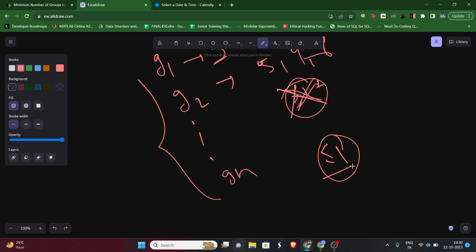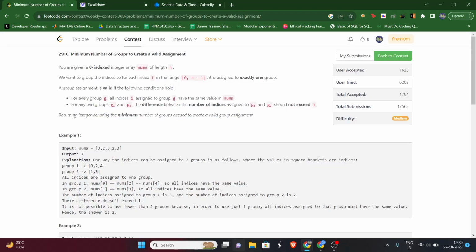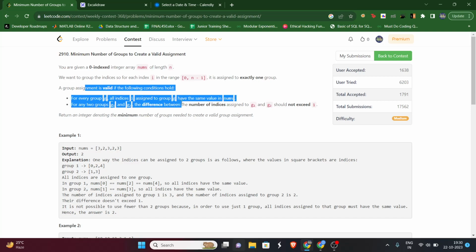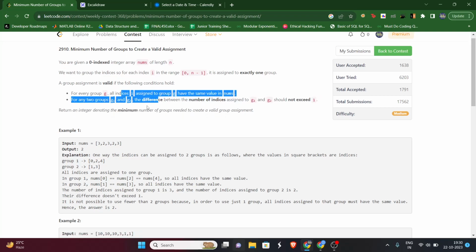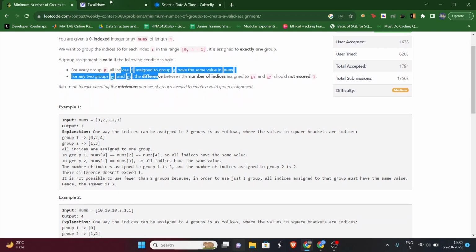So for any Gi and Gj, the difference of their sizes, here I am representing the sizes, should not be greater than 1. Now, what it is asking is to return the minimum number of groups needed to create a valid group assignment. So these were the conditions for the group assignment to be valid, and we have to partition the group such that these two rules are followed. Cool, no issues. So how to approach this question?